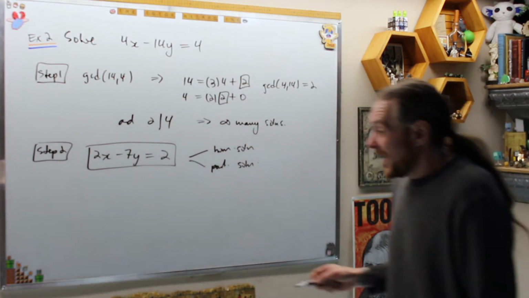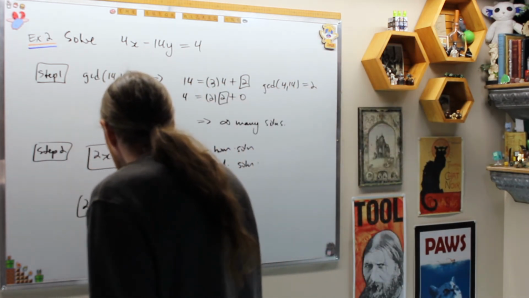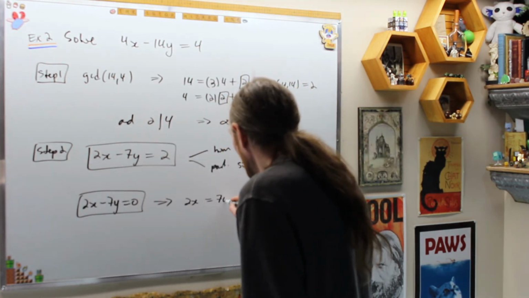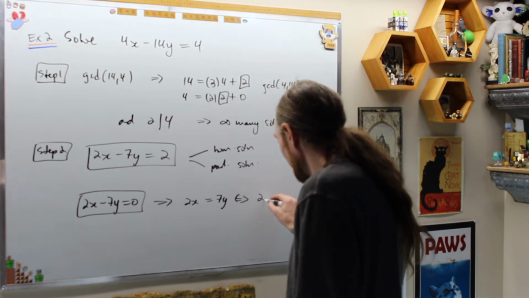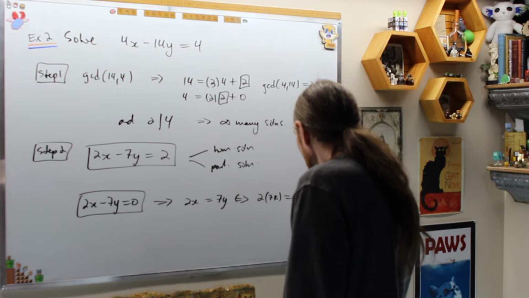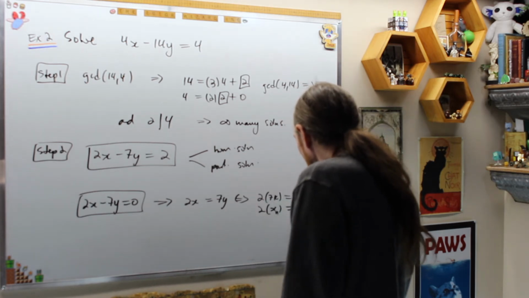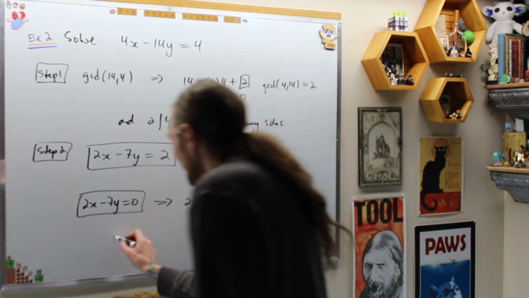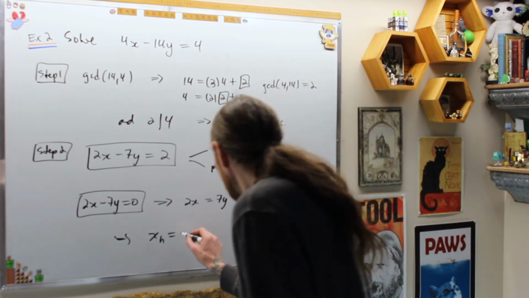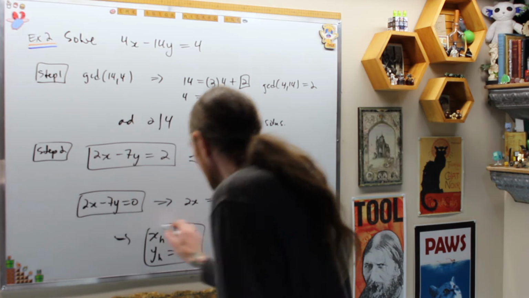How do I do that? I want to look at 2x minus 7y equals 0. That's going to give me 2x equals 7y, if and only if, we already did this, but this will be x equals 7k, and y equals 2k. So I was looking for 2x homogeneous equals 7y homogeneous. So this gives me the homogeneous solution. x homogeneous is equal to 7k, and y homogeneous is equal to 2k. This is half of the battle.